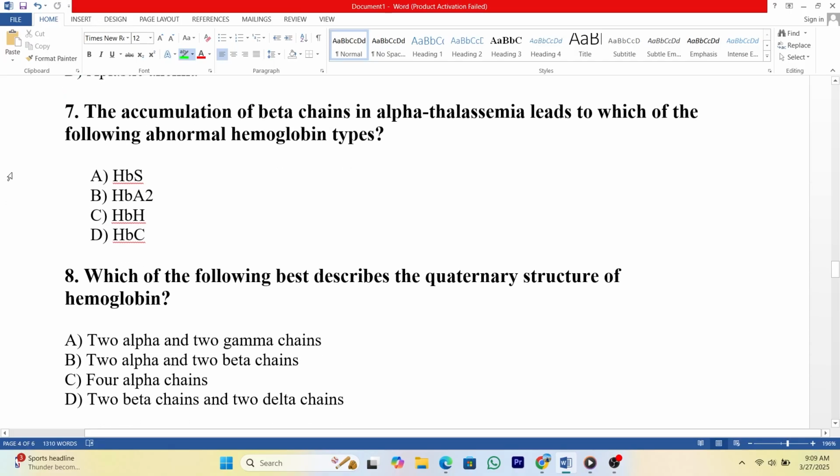7. The accumulation of beta chains in alpha thalassemia leads to which of the following abnormal hemoglobin types? A. HbS. B. HbA2. C. HbH. D. HbC. Answer: C.